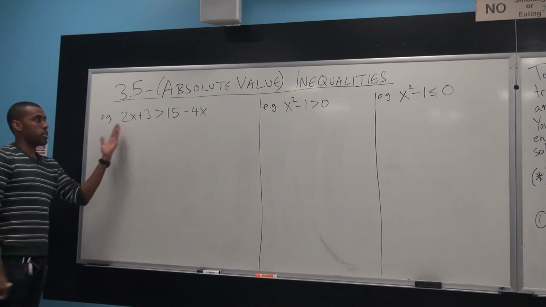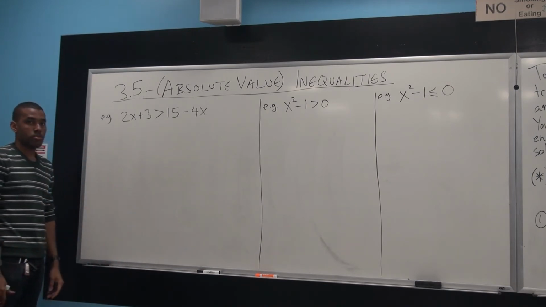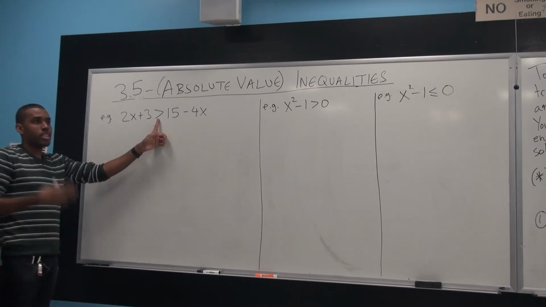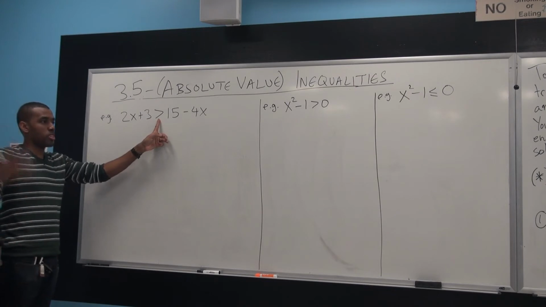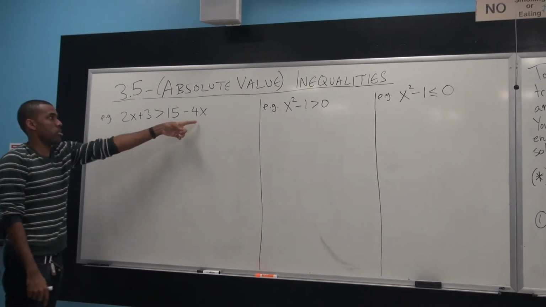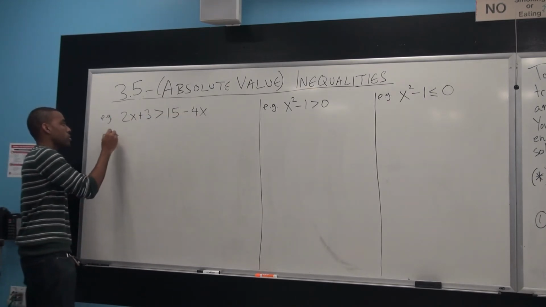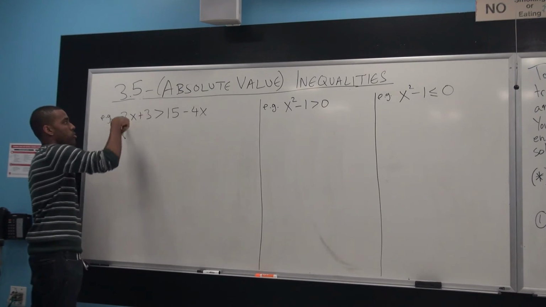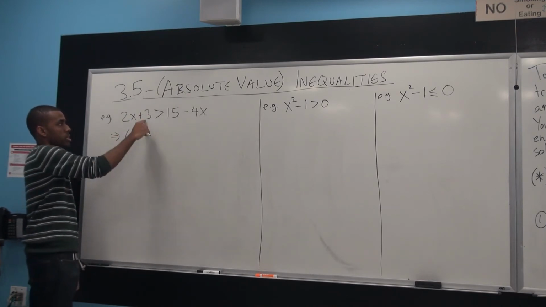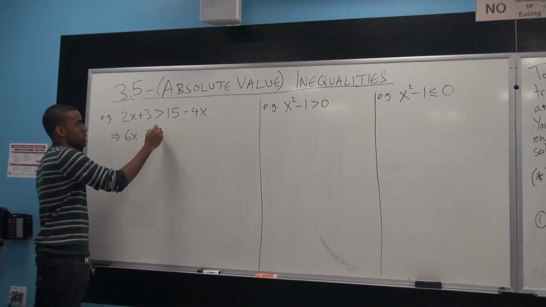So let's say you're given this inequality, you want to solve for x. How do you do it? Essentially, think of this as an equal sign. The only time you don't think of it as an equal sign is if you're doing one of those two operations. So you bring the x's to one side, so you'd add 4x to both sides. So you'd have 4x plus 2x is 6x. And then I'd subtract 3 from both sides, so that would give me 12.